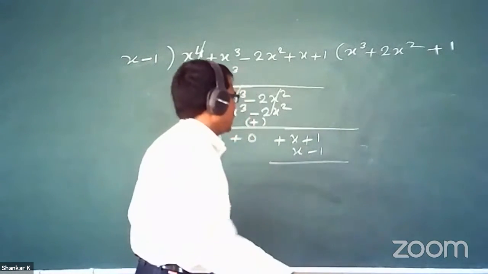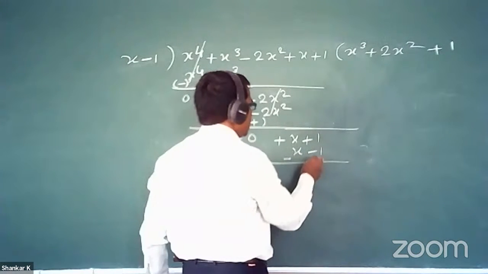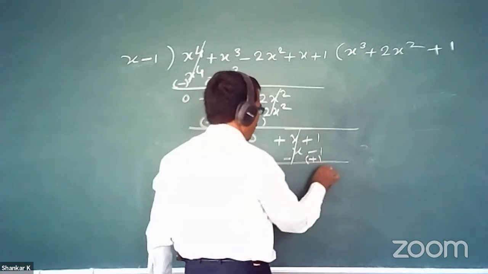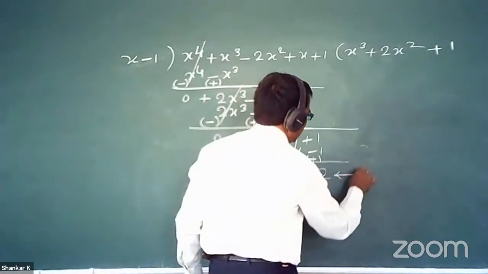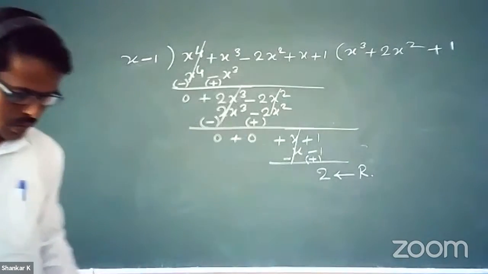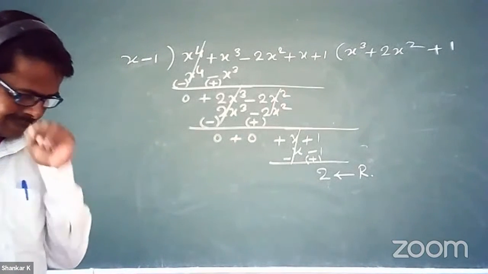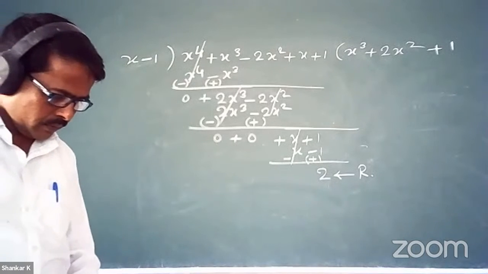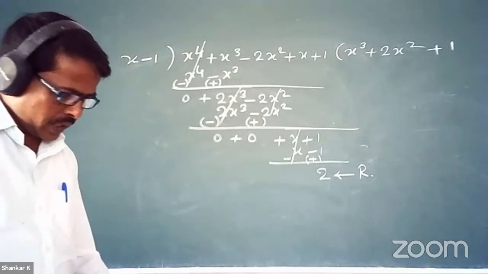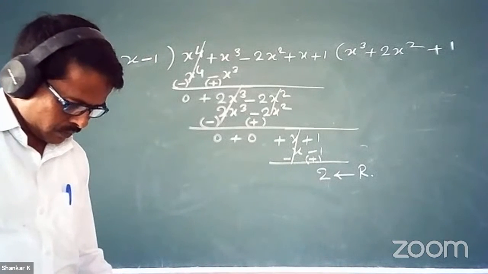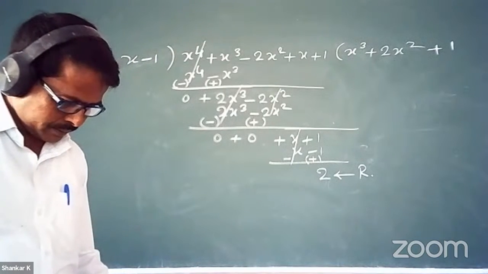Now change the sign. This is minus, this is plus. So the answer: remainder is 2. Remainder is 2. You understood now? Yes, sir. Very good. Shall I give one more example then? Yes, sir. Okay.